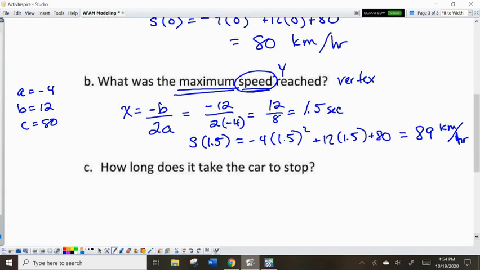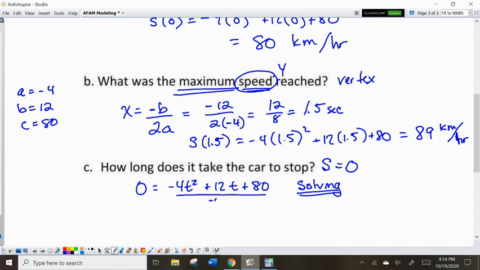When we ask how long it takes the car to stop, we are asking when is the speed 0. So we are setting the whole equation equal to 0, which means we are solving the equation. So I'm always going to try to solve by factoring first, and I want to make my life easier, so I would divide both sides by -4. I know that all of these terms on the right are divisible by 4, so we get t squared minus 3t minus 20.